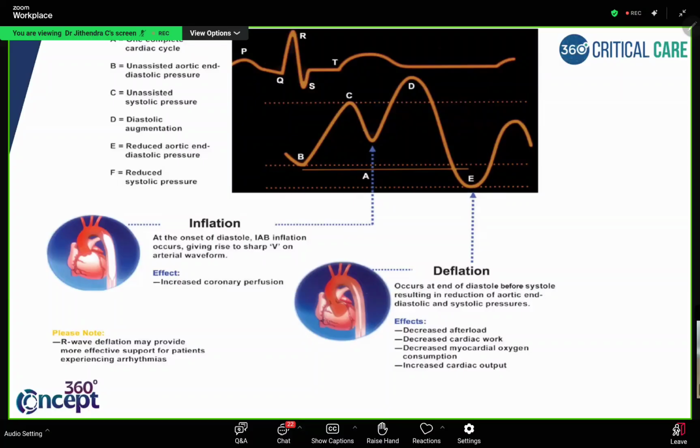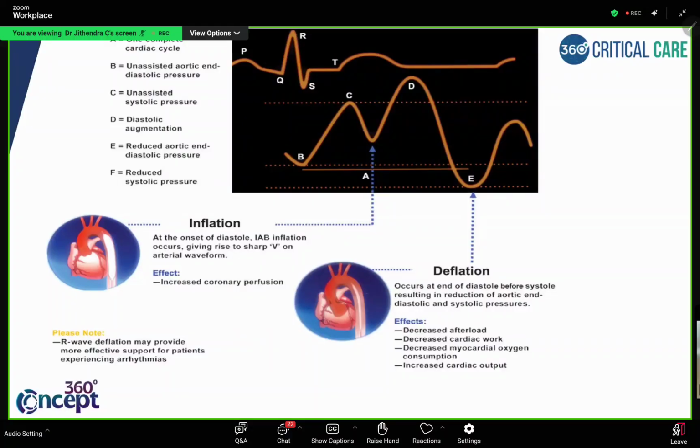Another point you should remember is these markers, A, B, C, D, E, F. Sometimes they may ask you to interpret this, or they may tell you what is happening with the end diastolic pressure, so you should know what end diastolic pressure is. What is A? A is one complete cardiac cycle, from the time of deflation to the time of inflation up to the point E. From B to E is one complete cardiac cycle, where the augmentation has happened. So that is your one cardiac cycle. B is your unassisted systolic pressure, sorry, unassisted end diastolic pressure.